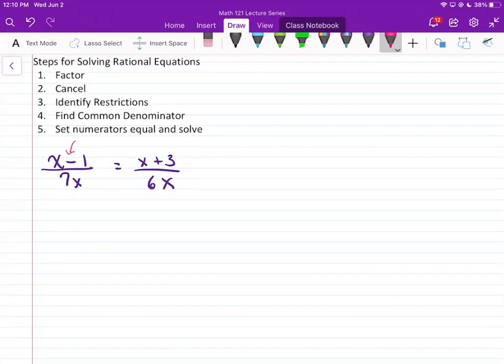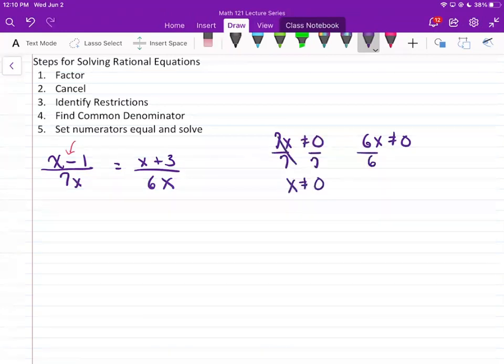We can identify any restrictions, and to do that, we take the denominators, in this case, 7x and 6x. Those are not allowed to be 0, and solving in both cases for x, we find that our only restriction is x cannot be 0. To find a common denominator, we look at 7x and 6x, and notice that the least common multiple of those two is going to be 42x.